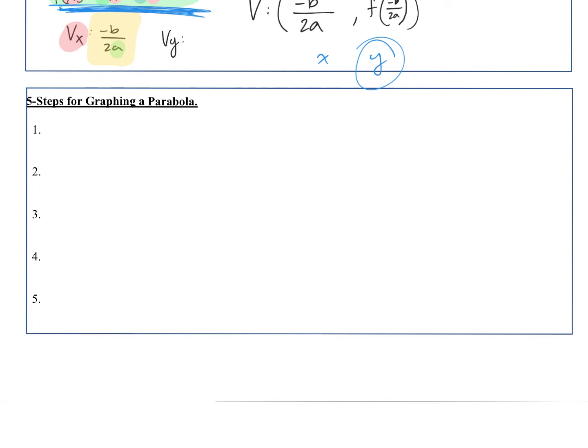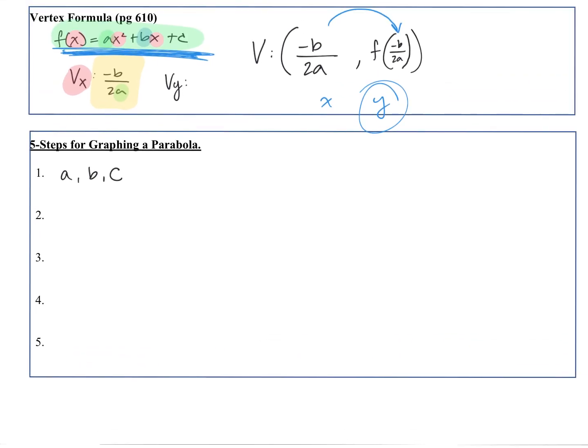The first thing I'm looking for: I want you to list your A, B, C values. What are those? When you have the equation ax squared plus bx plus c equals your function f of x, or 0, your a value is the one by the x squared, b is by the x, and c is the one by itself. And on this step, remember, what does the a value tell us?